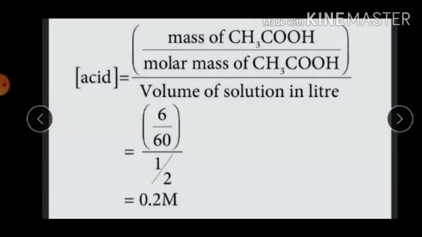Now the acid value we are going to find out. Acid, same thing: mass of acetic acid divided by molar mass of acetic acid divided by volume of solution in liter. The mass of acetic acid is already given in the question: 6 grams. The molar mass of acetic acid is 60, divided by 500 ml, so in liter, half. So we can cut this, and we get once again 0.2 moles per liter.